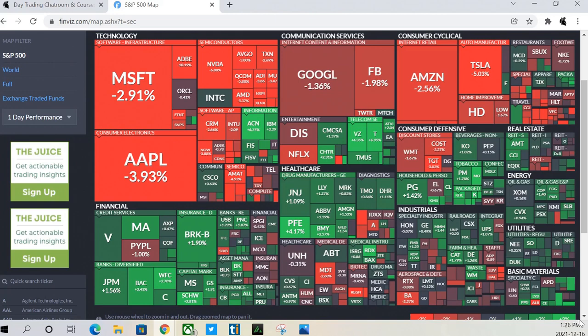Look at tech, all tech's down. Obviously mega cap tech's down. That could roll over into the big cap tech and then into mid cap tech, so maybe I should be looking at those. We can obviously see that healthcare had some relative strength today.